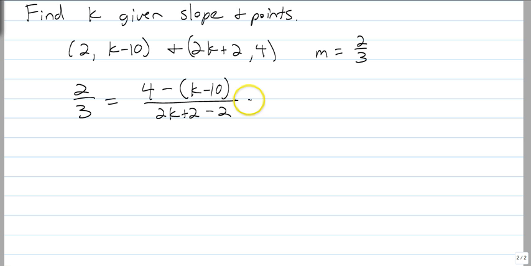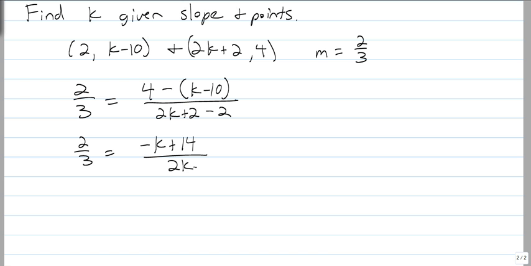Okay, I'm first going to simplify this side here. So I have 4 minus k and then plus 10. So this turns into negative k plus 14. Make sure to distribute that negative. Down here, the 2's go away over 2k.